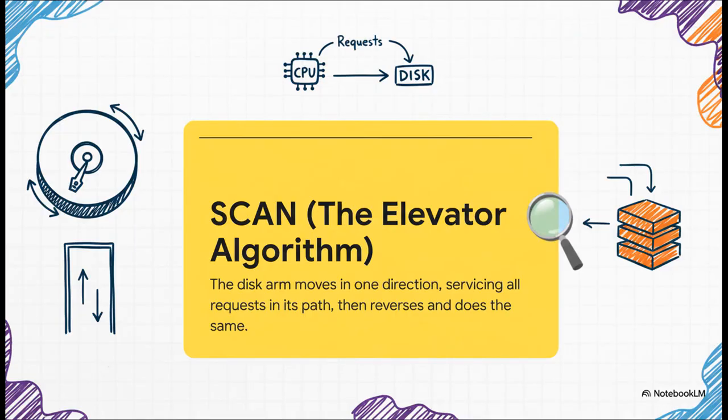And finally, we have the SCAN algorithm. Now, this is where things get really elegant. You'll probably hear it called the elevator algorithm, and that's the perfect way to think about it. The disk arm acts just like an elevator. It starts at the bottom, sweeps all the way to the top, and services every single request along the way. Once it hits the top floor, it reverses and does the exact same thing on the way down.